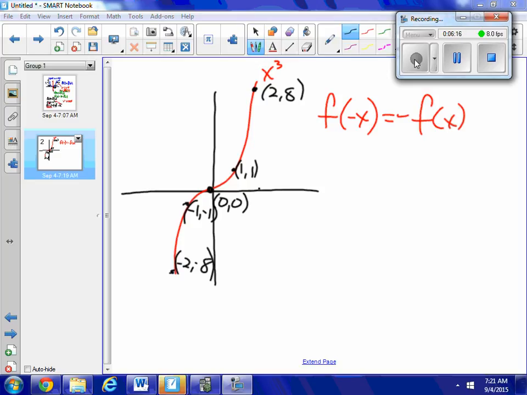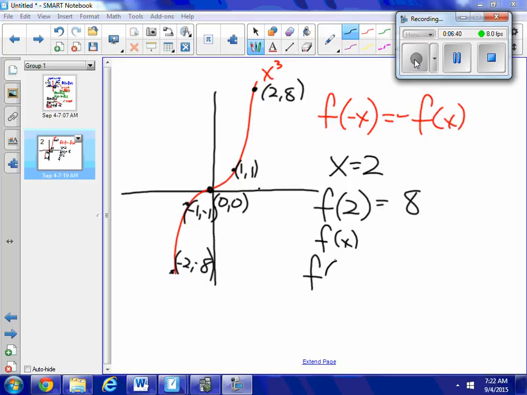So let's take a look at the point x, where x equals 2. If I evaluate my function, f of x, f of 2 is equal to 8. Now, that is f of x. Let's take a look. What would an f of negative x be? So f of negative 2, that's f of negative x, well, we can see that that is equal to negative 8. Right, that's right down here. F of negative 2 is equal to negative 8.